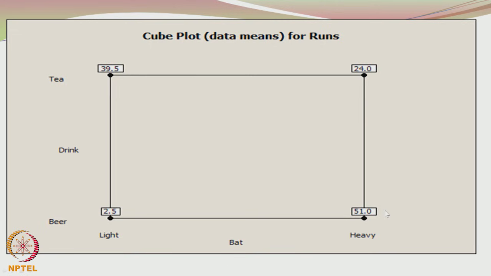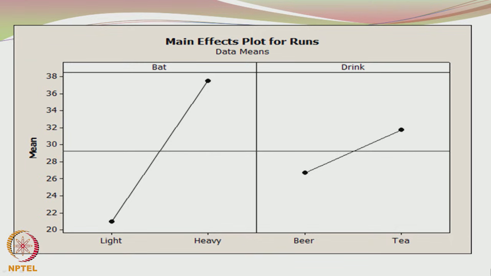So, let us analyze this further. You can see that this is the main effects plot. This is the effect of the bat alone and the effect of the drink alone. So, it might appear when the batsman is going from a light bat to heavy bat, the average performance improves, and when he is going from beer to tea, the average performance improves. But this does not tell us the complete picture. Okay. So, we have to see the interaction.